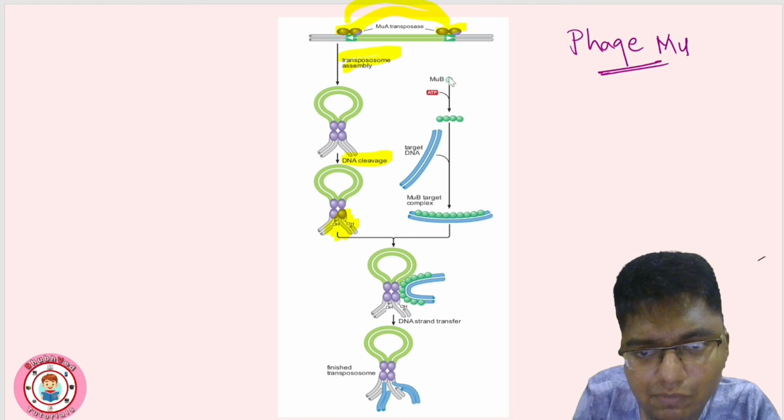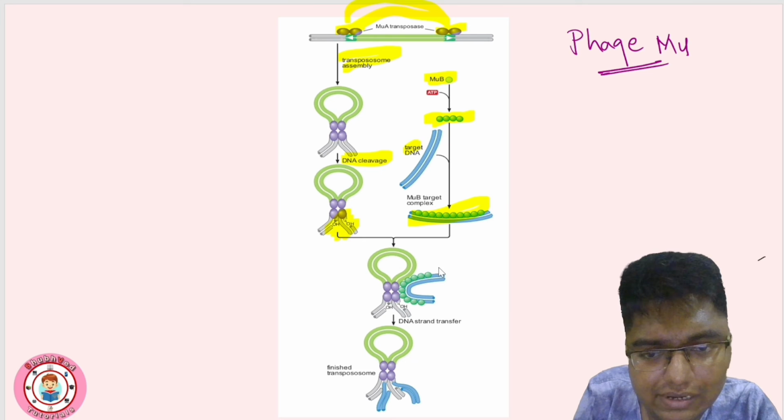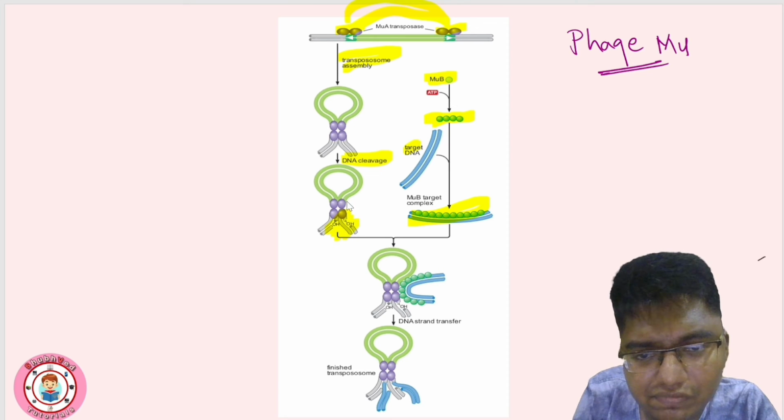On the other hand, what is going on? MuB is there. This is MuA. MuA and MuB on this side bind to the target DNA. See, this is the target DNA. It gets bound here. First of all, MuB is forming a complex, filaments, and then this will attack the target DNA. Now both of these will come together.